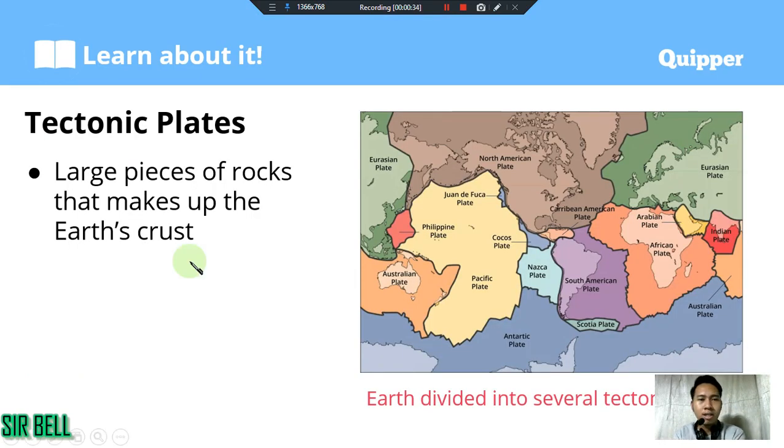Before anything else, let's have first our review. This is very important before we start learning faults. So let's go back to the tectonic plates. I believe you are fully aware what these tectonic plates are. These are the plates that make our continents and islands. So these are the large pieces of rocks that make up the Earth's crust. As you can see on this side of the video, these are examples of plate tectonics, right?